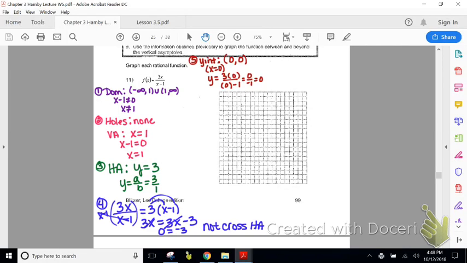And so to find your X-intercepts, that's where you set your function equal to 0. So 3x over x minus 1 equals 0. Just like before, let's multiply by x minus 1. And so we get 3x equals 0 times anything cancels, and therefore x equals 0.